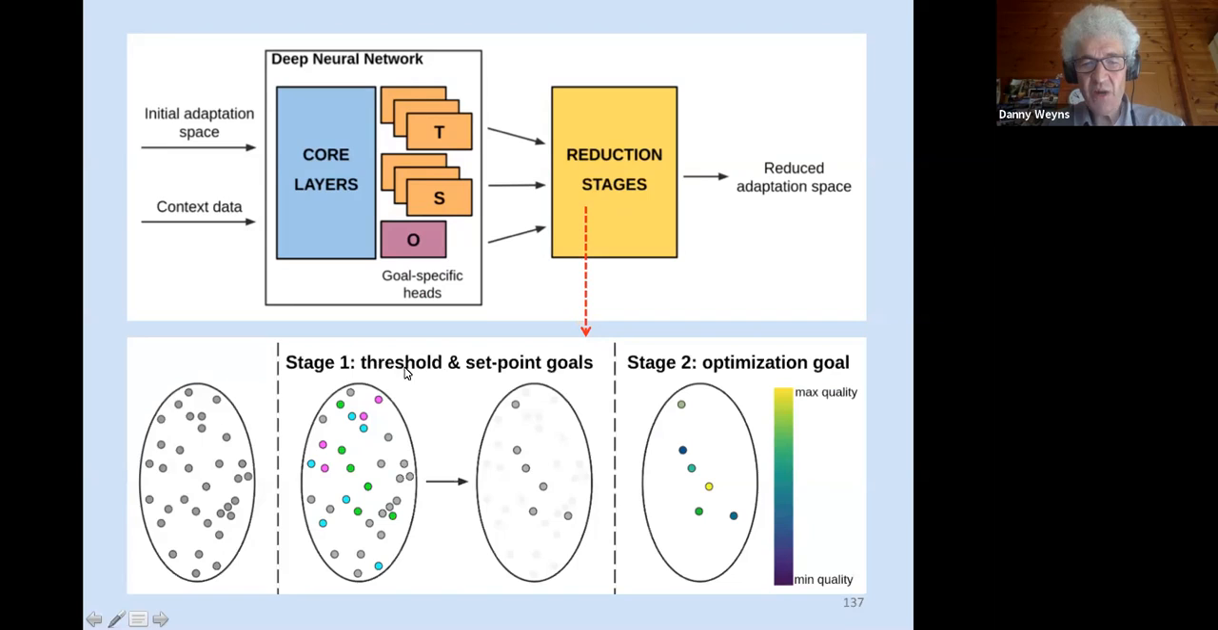Then in stage one, you take the intersection of all threshold and set point goals that are valid, meaning all the options that respect the threshold goals, or all options that respect set point goals within a certain epsilon window. Once that is done, you can use the results of the optimization and rank them according to some quality property. That can then be used to verify the adaptation options. Instead of verifying all the options, you just need to verify the reduced space.